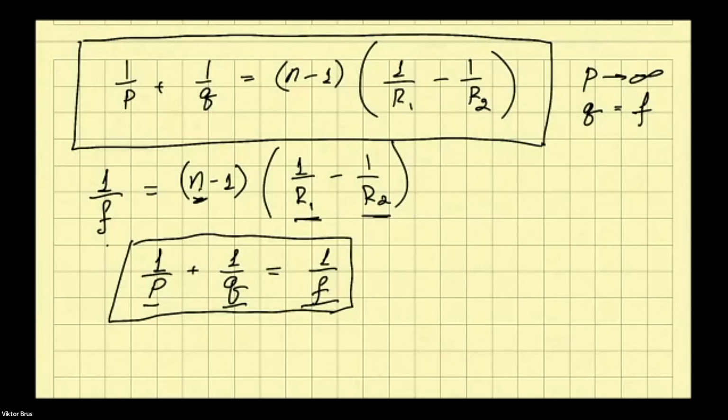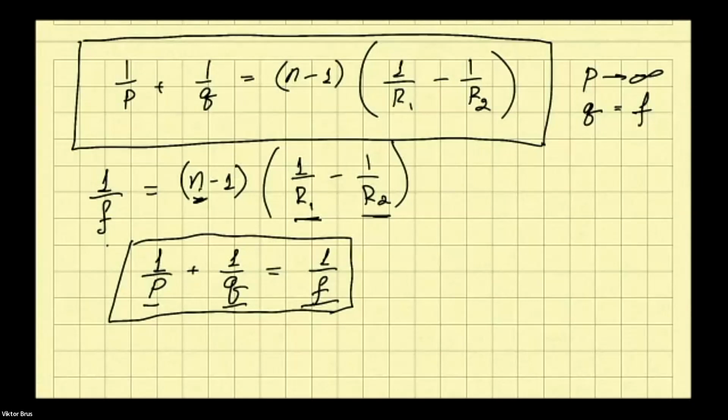Summarizing our discussion today, we explained the formation of images by refraction. So first we considered just one interface between transparent media with different refractive indexes. We got an equation which relates the position of the object, the position of the image, the refractive indexes of the first and second medium, and the radius of curvature of this interface.